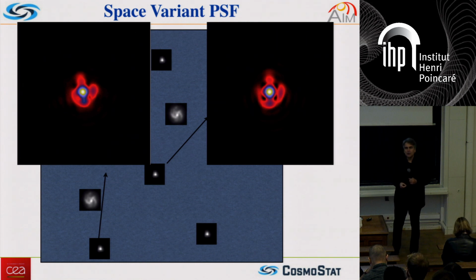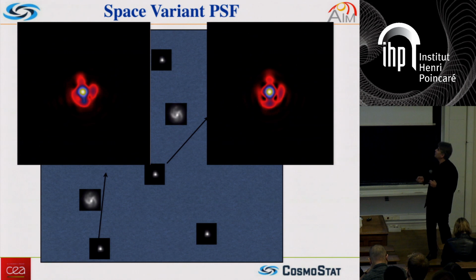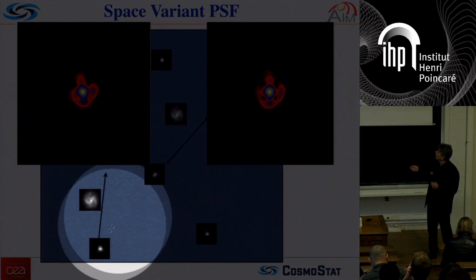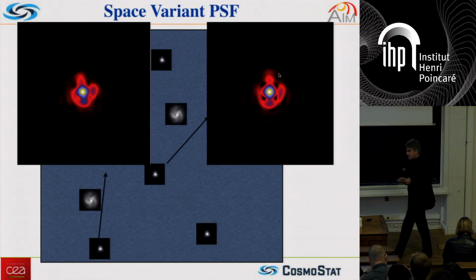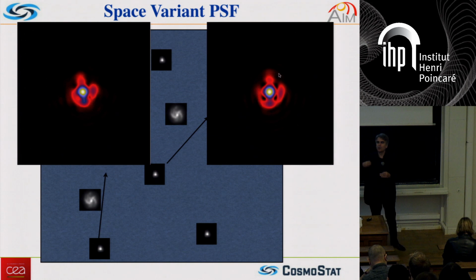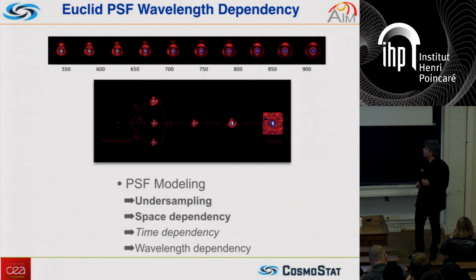So for the deconvolution, there is an additional problem: the point-spread function is also varying spatially. If you look at different stars in an image, here or here, they look very different. So the problem is also to find the point-spread function everywhere in the image, or at least at the position of the galaxy, because it's the galaxy that you want to deconvolve.